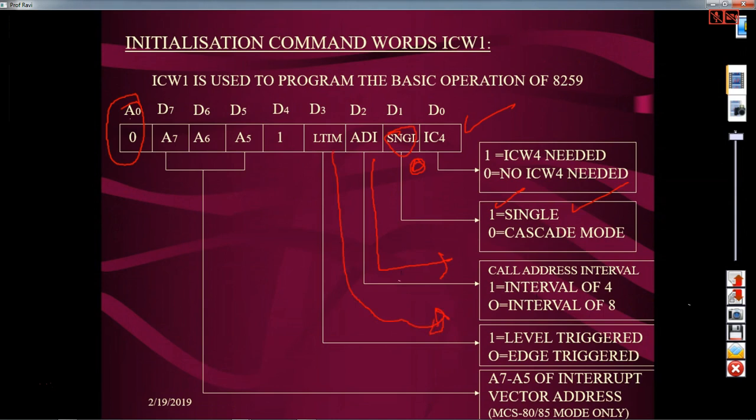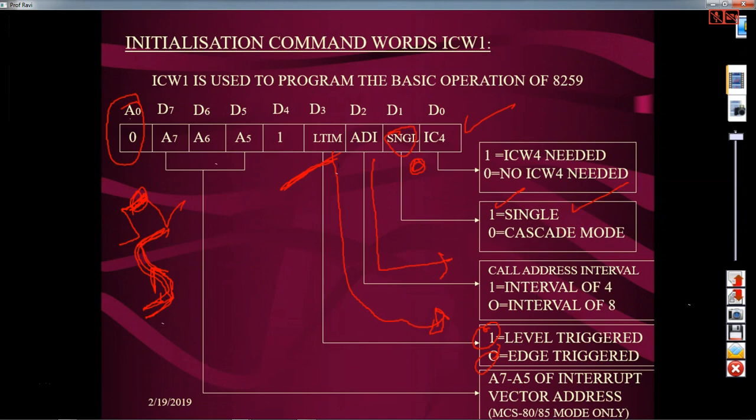Then the LTIM bit. In interrupts, as we have seen in the logic, there are level trigger and edge trigger. With edge trigger, during the edge transition you can take it as an interrupt. Level triggered means during this clock period you can accept the interrupt. Based on how the events are going to be serviced, 1 means level triggered and 0 means edge triggered. This is LTIM.